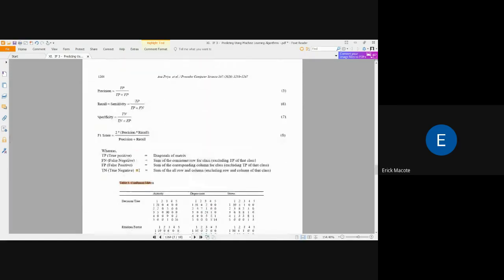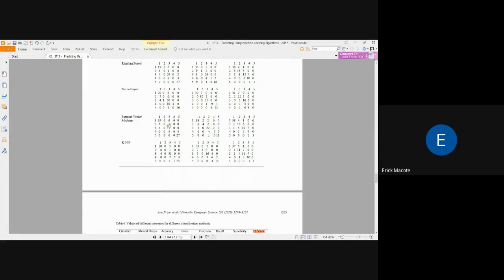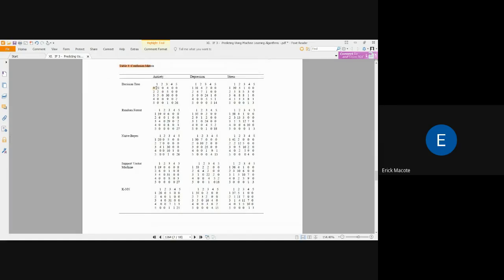On the other hand, the application of all 5 methods for all 3 classes, I mean stress, anxiety, and depression, resulted in the confusion matrices as shown in table 3. As you can see here, the rows in the matrices show the actual classes, while the columns show the predicted classes. The numbers 1 to 5 in the rows and columns represent normal, mild, moderate, severe, and extremely severe cases, as we saw in table 2.